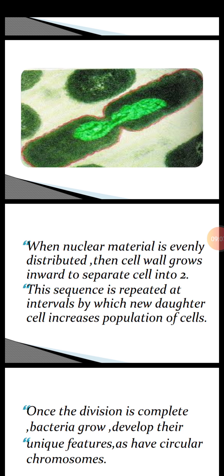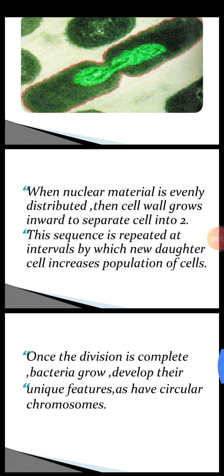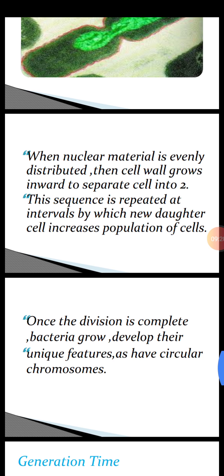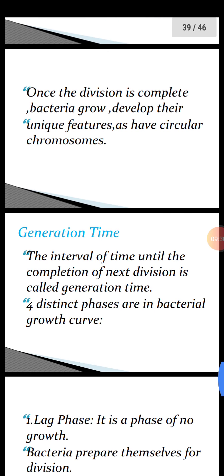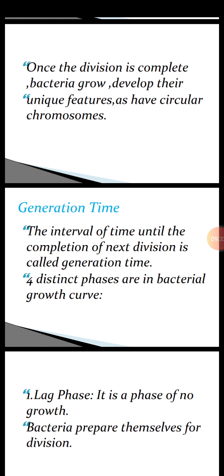This sequence is repeated at intervals by which new daughter cells increase the population of the cells. That is, the process is done until the cell splits into two. Once the division is complete, the bacteria grow and develop their unique features. That is, they lack a nucleus, but they have small circular chromosomes in them. Generation time: the interval of time until the completion of the next division is called generation time.